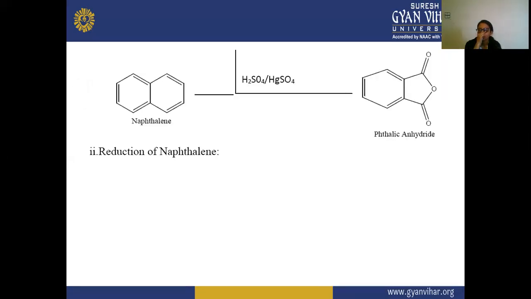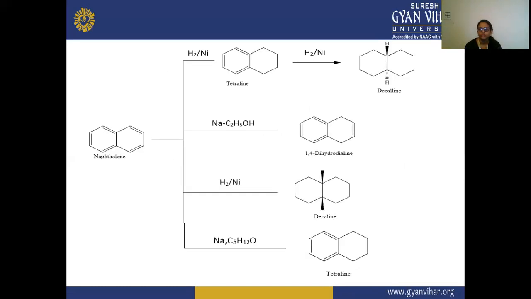Next, naphthalene is reacted with H2SO4 and V2O5, and phthalic anhydride is formed. Next reaction is the reduction of naphthalene. In the reduction of naphthalene, there is addition of hydrogen atoms, and there is a formation of tetralin, and this tetralin is again hydrogenated, and there is a formation of decalin.